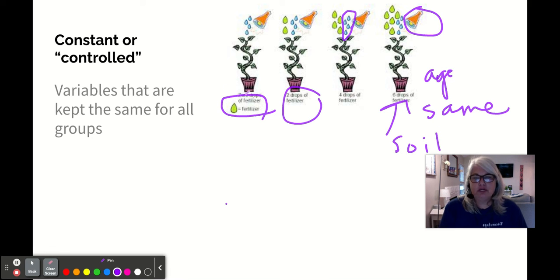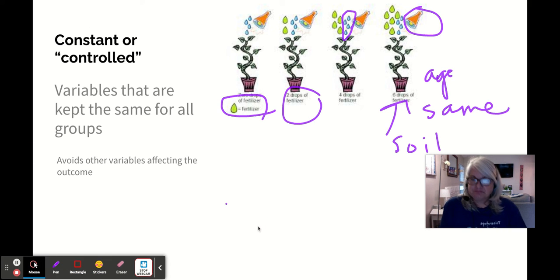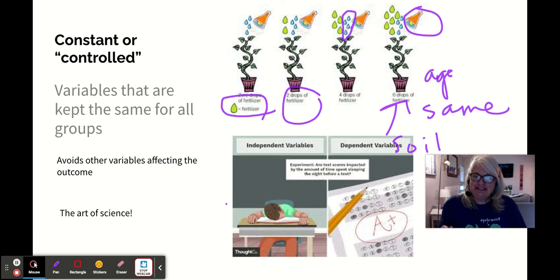So it is through the constant variables that the artistry of designing experiments really comes about. Because the more that you can control for, the stronger your experiment will be. Basically, what a constant variable does is it avoids anything else from affecting the outcome, so that if you do see a difference, you can say with pretty strong belief that it was because of the independent variable. Like I said, this is the art of science, okay?